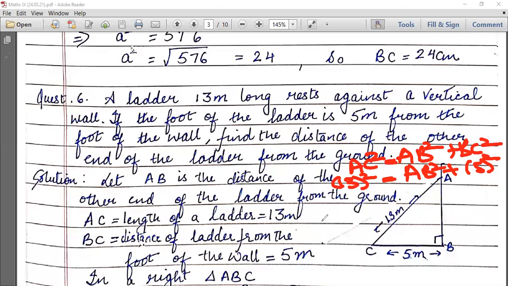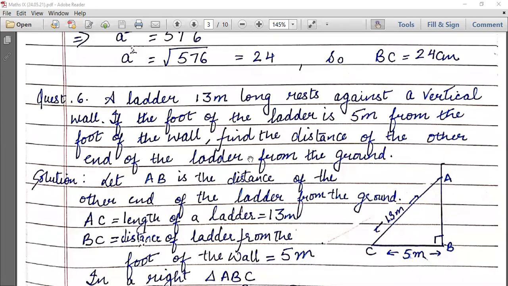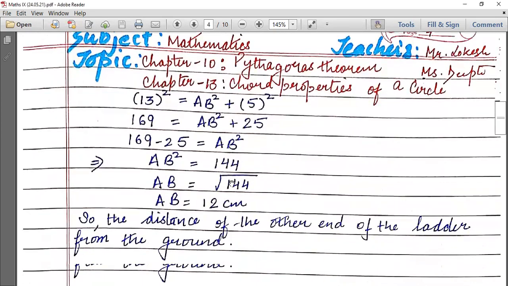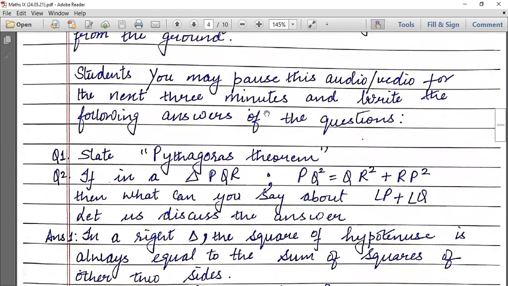So just do it. 13 square is 169 minus 25, which is equal to AB square. And here you will get 144 is equal to AB square. And finally, AB is equal to square root 144, that is 12 meter. So now children, what is the distance of the ladder from the top? That is 12 meter. Okay, children, I hope you are clear with this question.